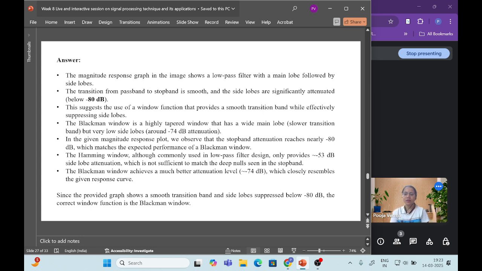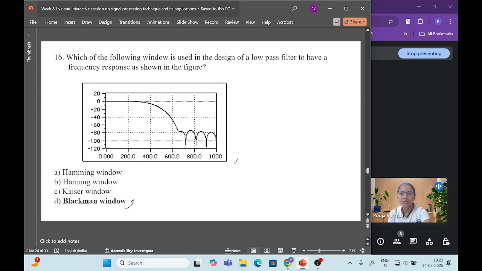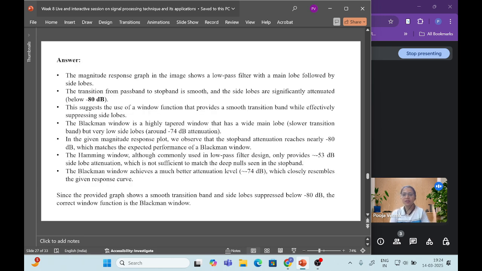From here you can just see the main lobe, the width of the main lobe, what the side lobes are, what the peak value is. All those things you have to calculate and see which window function it is. So that's why it is important to see the frequency response of all the window functions. Okay, so the detailed analysis is given.